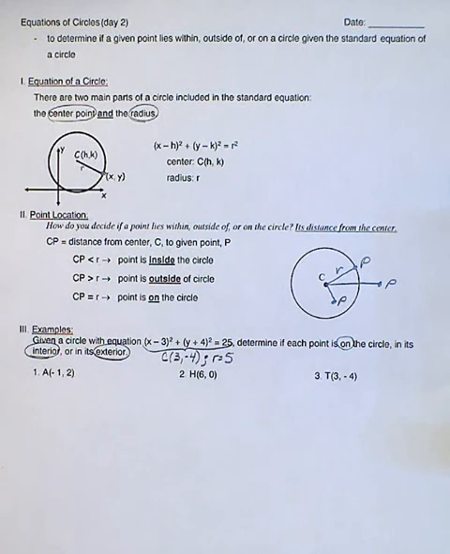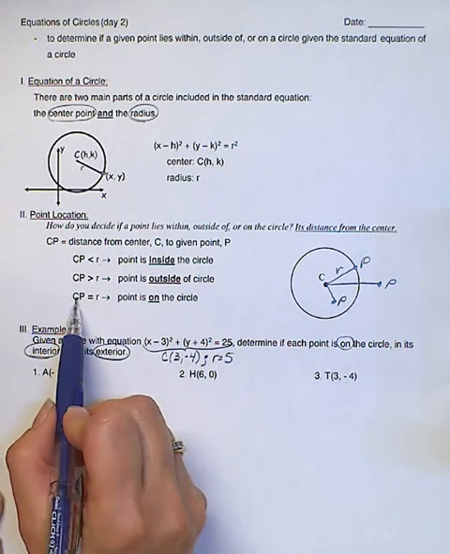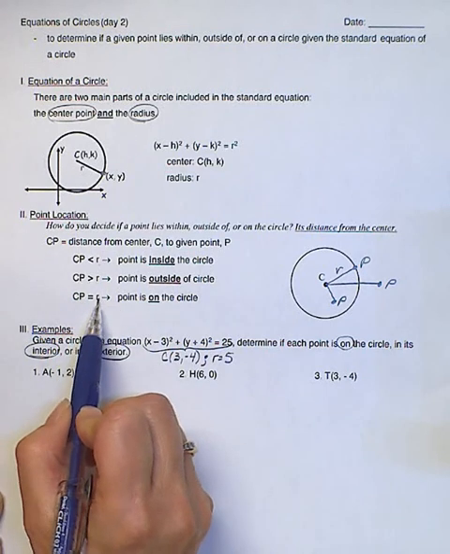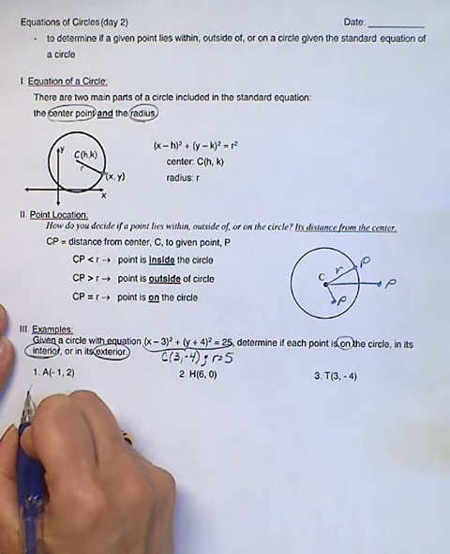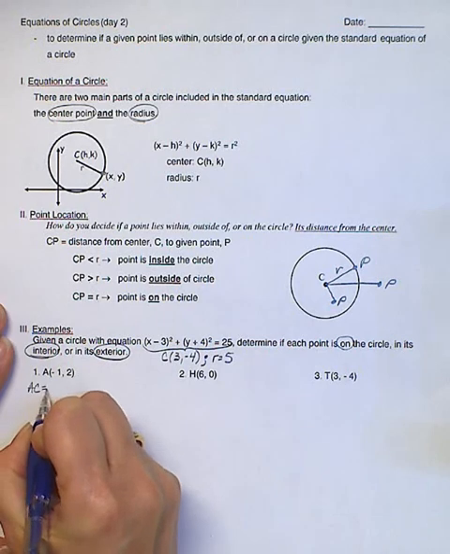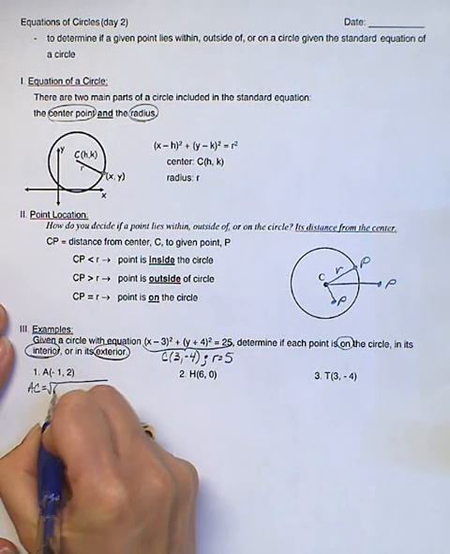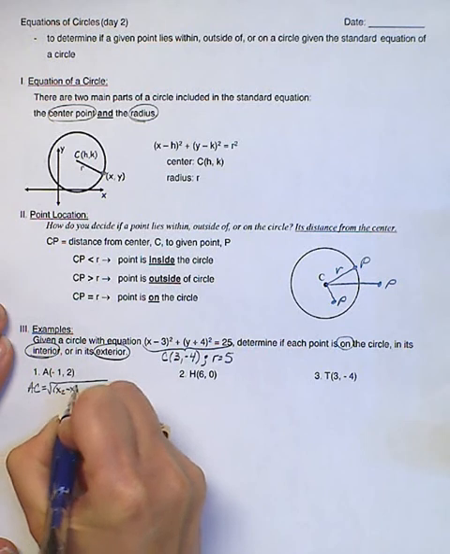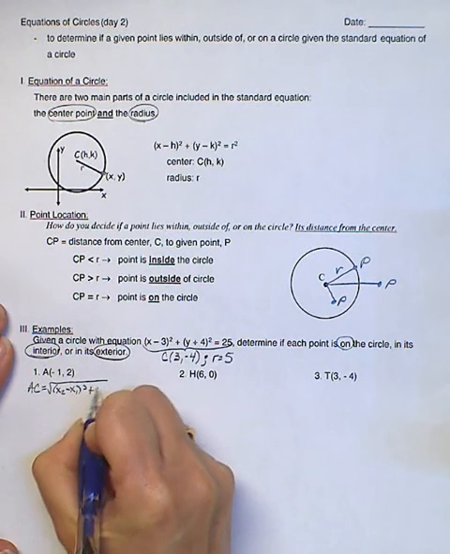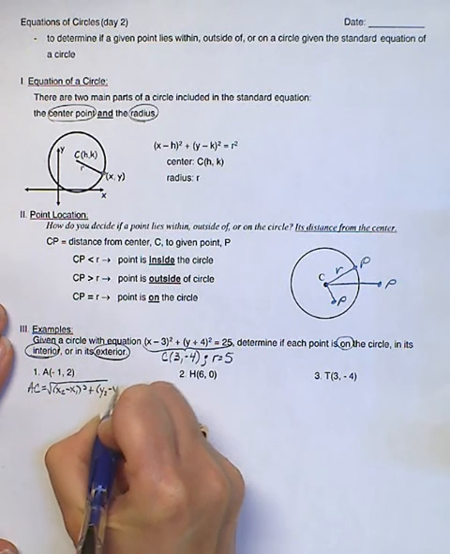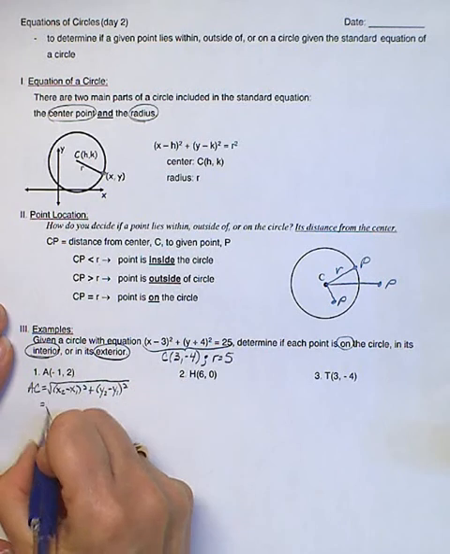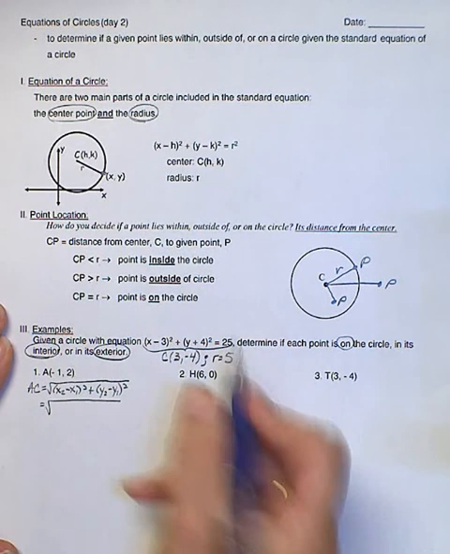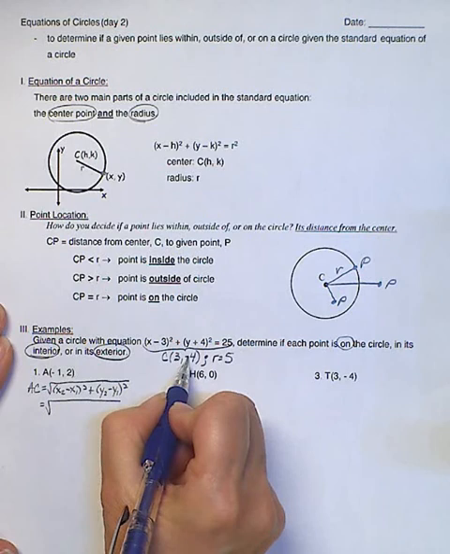So remember, we're trying to figure out how far it is from the center to the point and compare it to the radius. So I'm going to go from point A to point C using the distance formula. I want to compare the distances. Okay. So what are my points? My points are (3, -4) and (-1, 2).